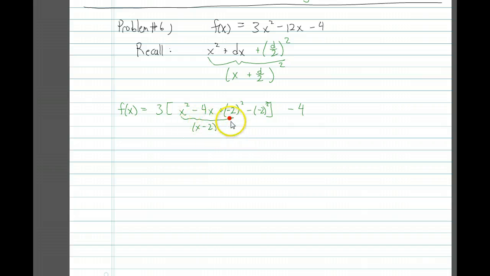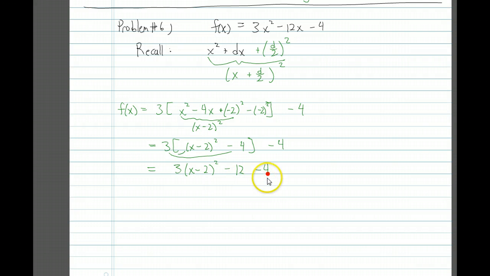Now the first three terms are special. That becomes x minus 2 squared. So what we really have here is 3 times the entire expression, x minus 2 all squared, and then we still have the minus negative 2 squared, which is 4, and then outside the bracket we have the negative 4. Now we distribute the 3 through the bracket. We get 3 times the quantity x minus 2 squared minus 12, and then minus 4 finally at the end. Putting it all together, we've rewritten the formula for our function as 3 times x minus 2 squared minus 16.